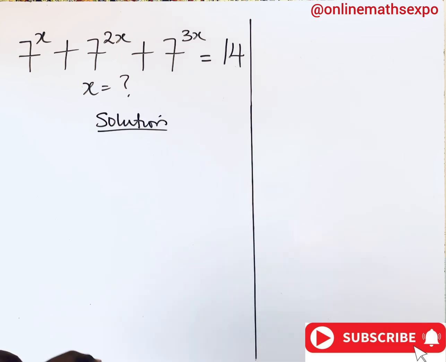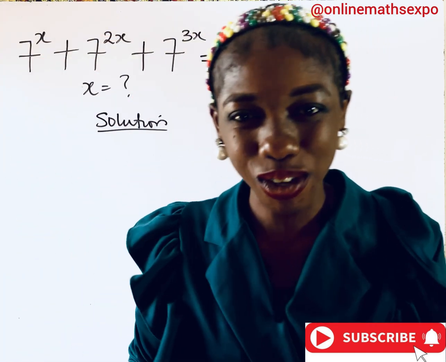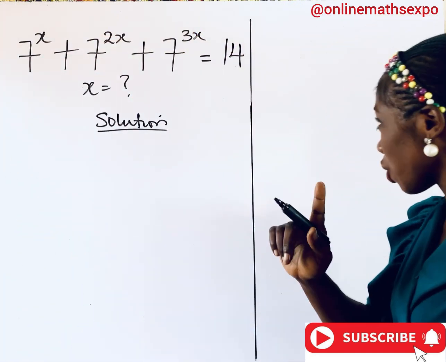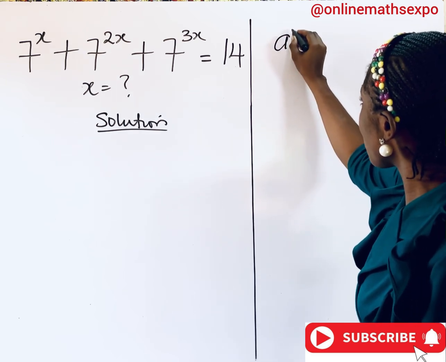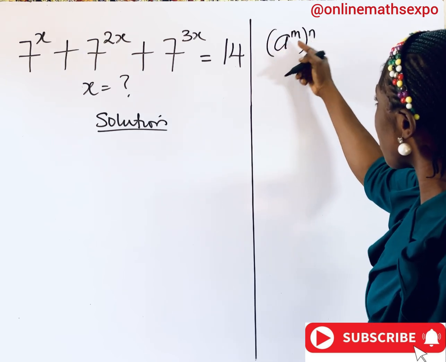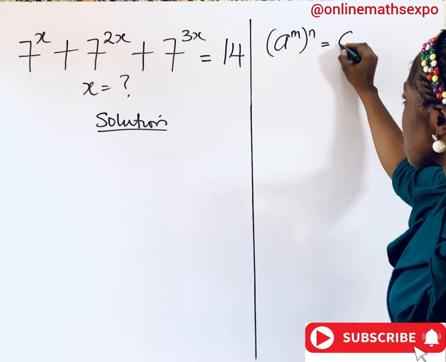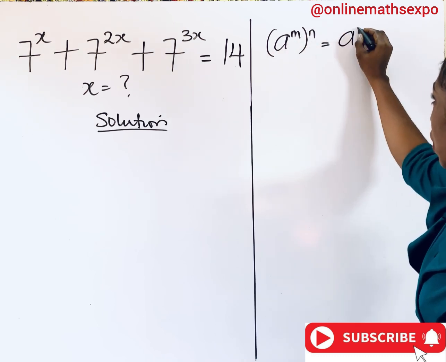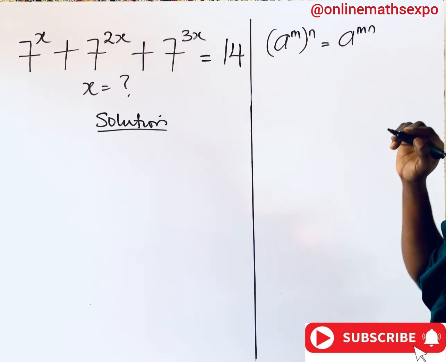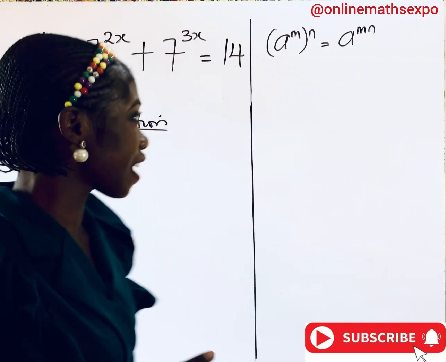Now, remember, because it's exponential, let me remind you of some of the rules that will guide us. One of them is that when you have a to the power of m, to the power of n, it simply means a to the power of, this will multiply to give us mn. Did you see that? Now, let's see how this helps us.